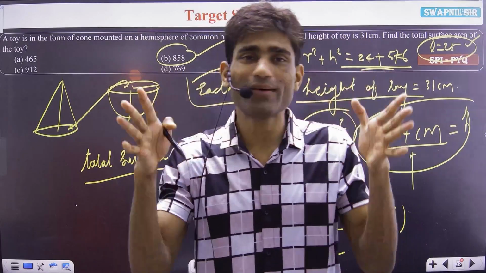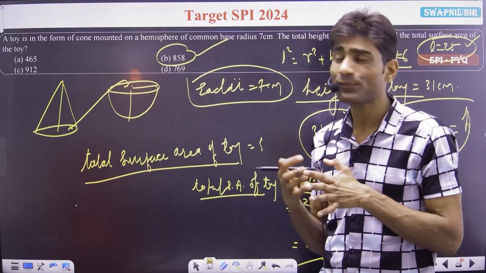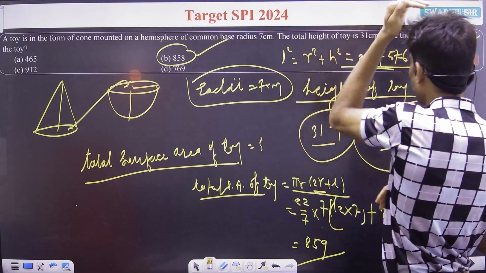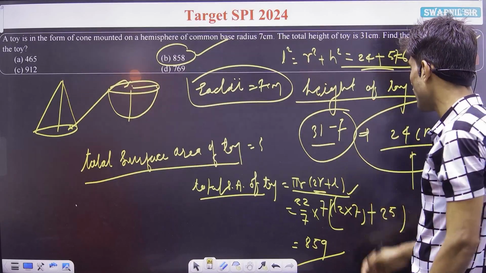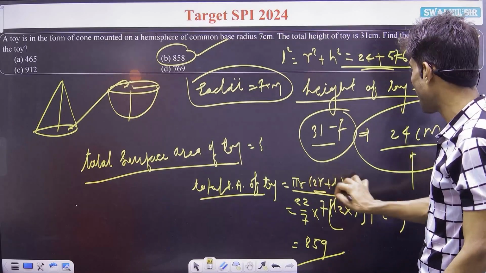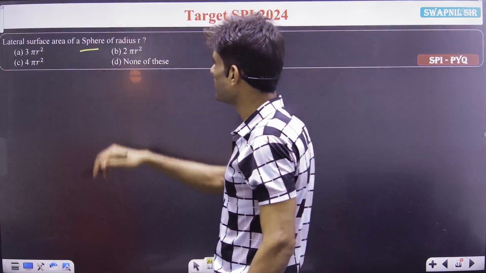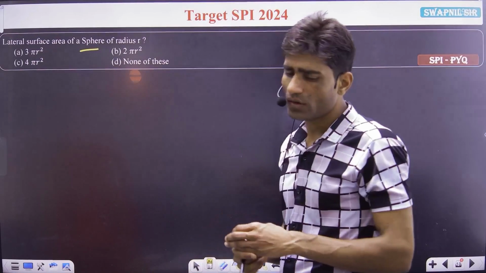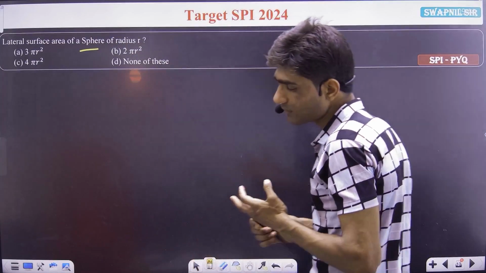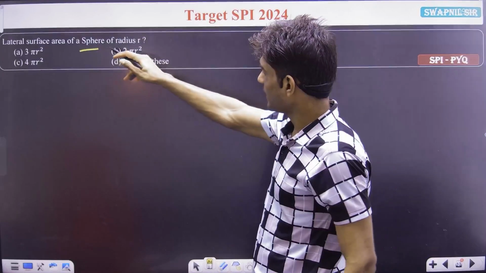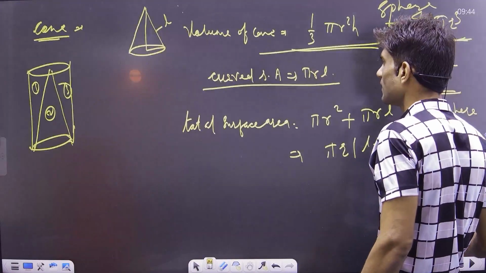I hope you all have understood. It is a little theoretical example, but you need to understand what is given and try to find the answer. You just need to understand the formula for the total surface area of the toy, which is pi r into the bracket 2r plus L. The lateral surface area of a sphere we learned in our previous slide.